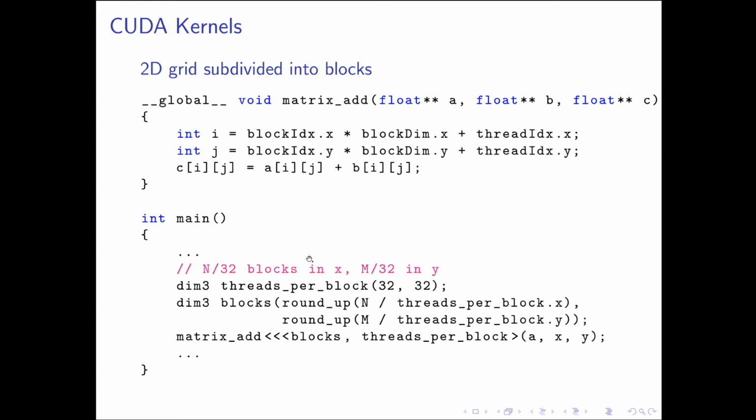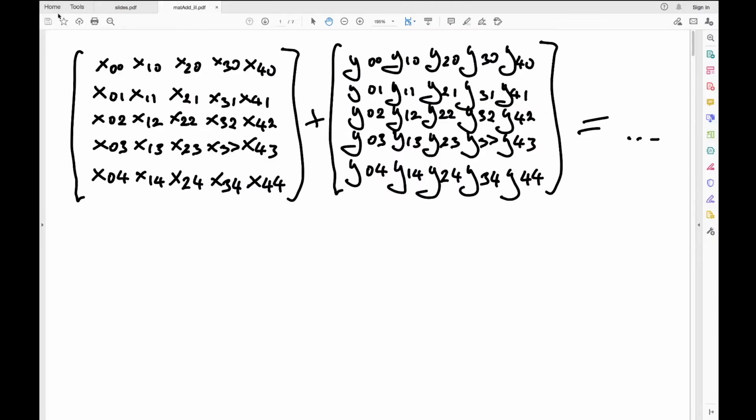So if we want to make this scale to arbitrary matrix sizes, then we have to use more blocks. And so here's an illustration of that. Suppose we're adding those two 5x5 matrices. So as of our example, n is 5. And we're using 4x4 threads per block.